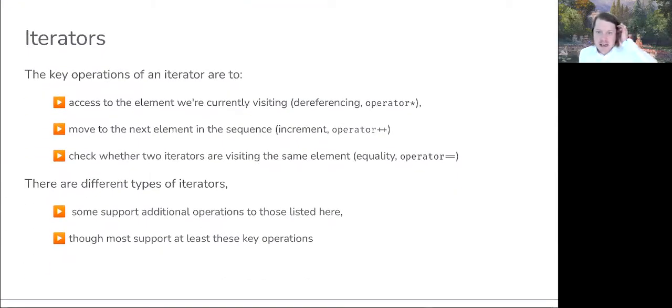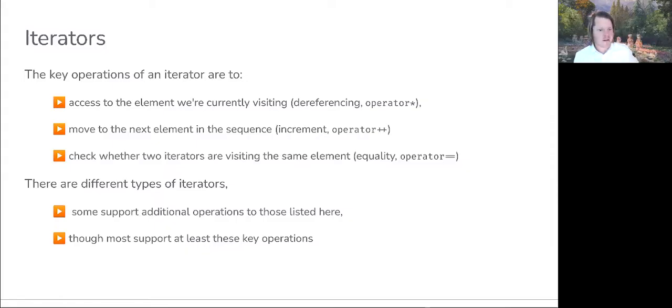So the key operations of an iterator are going to be to access the element that we're currently visiting, so dereferencing with the dereference operator, an ability to move to the next element in the sequence, so increment operator plus plus, and then also this idea of checking to see whether two iterators are visiting the same element. And we'll see why this is super important when it comes to traversal, because if we have an iterator to the first element in a sequence and we move it as we're traversing the sequence, we'll also have an iterator at the end. And when that iterator that we're using in the traversal meets that at the end, and we'll do this by a comparison, we will know that we have visited every node within our sequence.